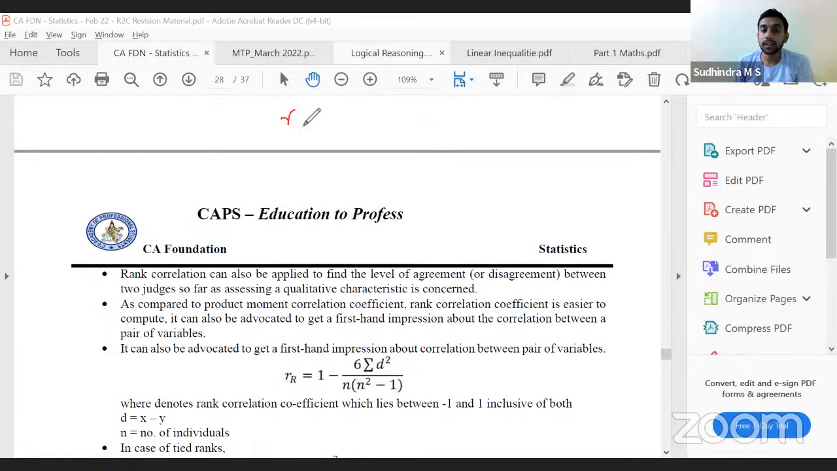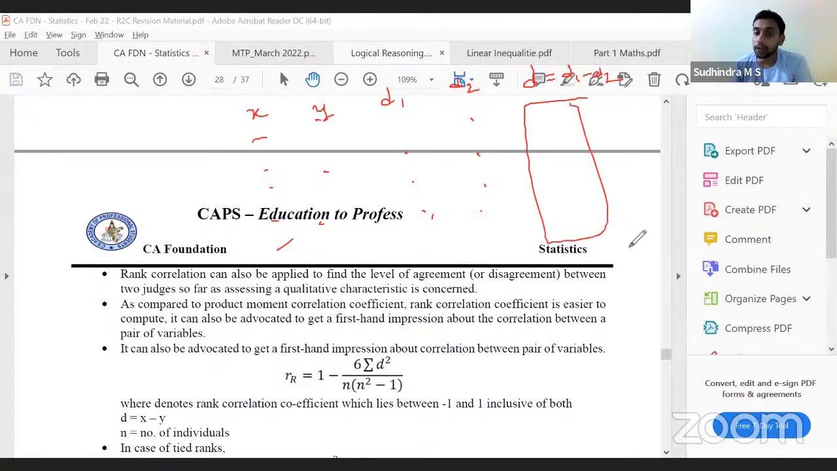Now, how do we get this? It's equal to 1 minus 6 summation d square divided by n into n square minus 1, where d is the difference between the ranks. So we have X and Y values. We would assign ranks d1 and d2, and we get D, which is d1 minus d2. Then we take d square, and summation d square. 6 into summation d square divided by n into n square minus 1. 1 minus of that, we get the correlation coefficient.